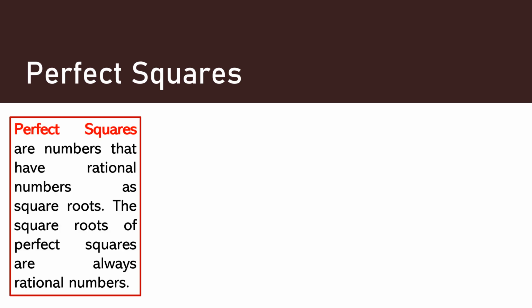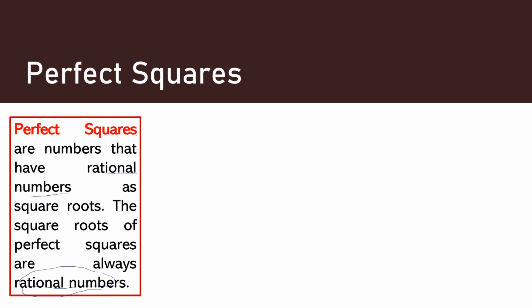Now we have what we call perfect squares. 25 a while ago is an example of a perfect square. Here is its definition. Perfect squares are numbers that have rational numbers as square roots. Again, rational numbers as square roots. In our next lesson, we will learn about the subsets of rational numbers. Anyway, let's continue. The square roots of perfect squares are always rational numbers, so we will always come up with a rational number.